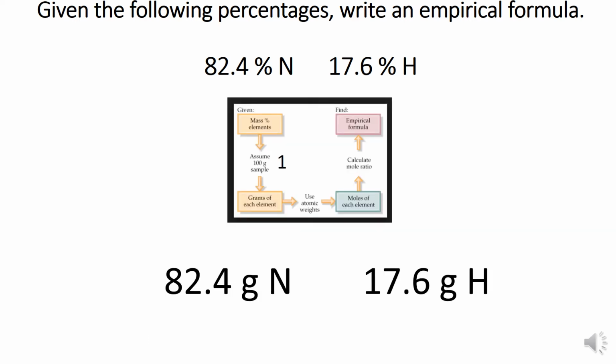If you assume that 100 gram sample, whatever the percentages are, that becomes your mass in grams. So 82.4% nitrogen is 82.4 grams of nitrogen. And 17.6% hydrogen will be 17.6 grams of hydrogen. So we assume that 100 gram sample, so we could simply take our percentages and express them as grams. So that's step one. Now let's move on to step two.